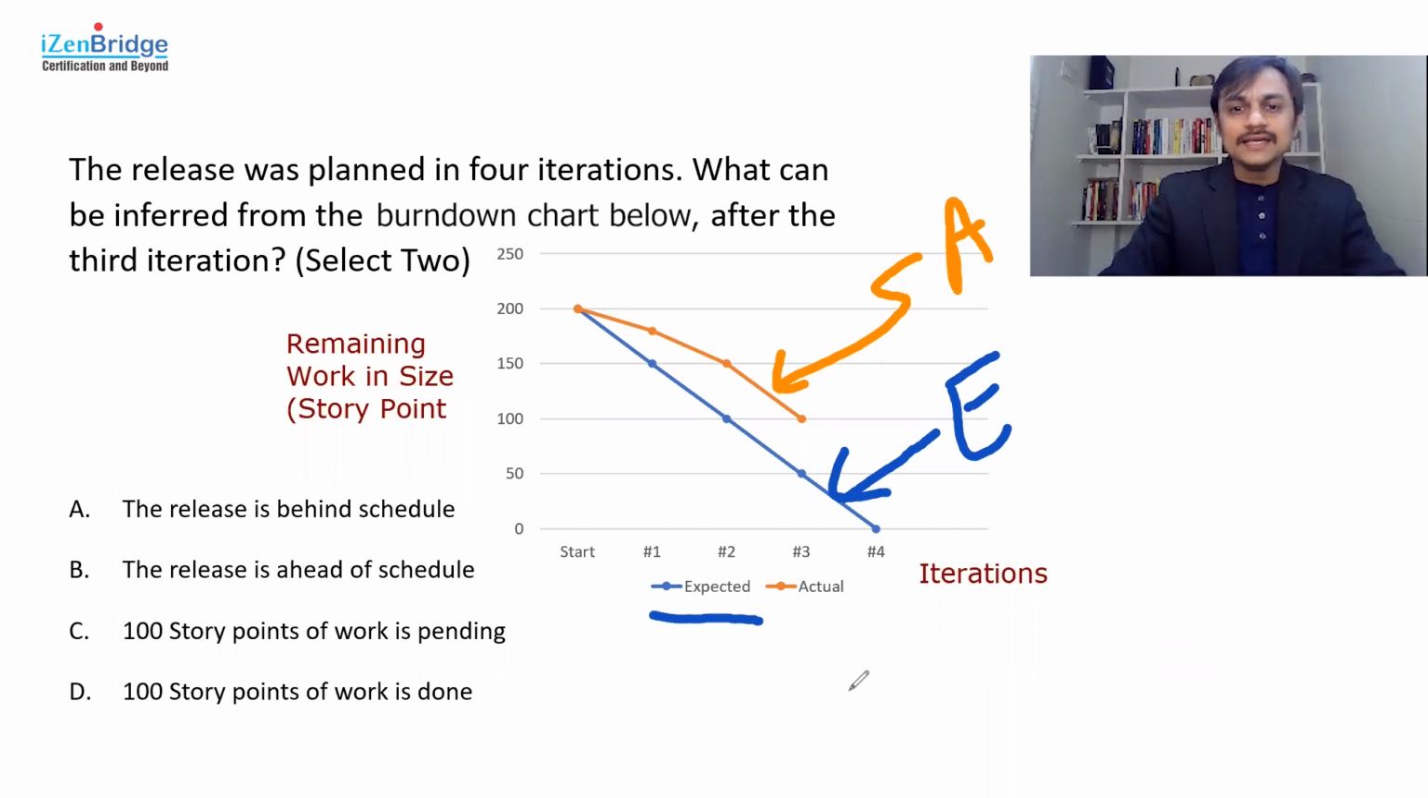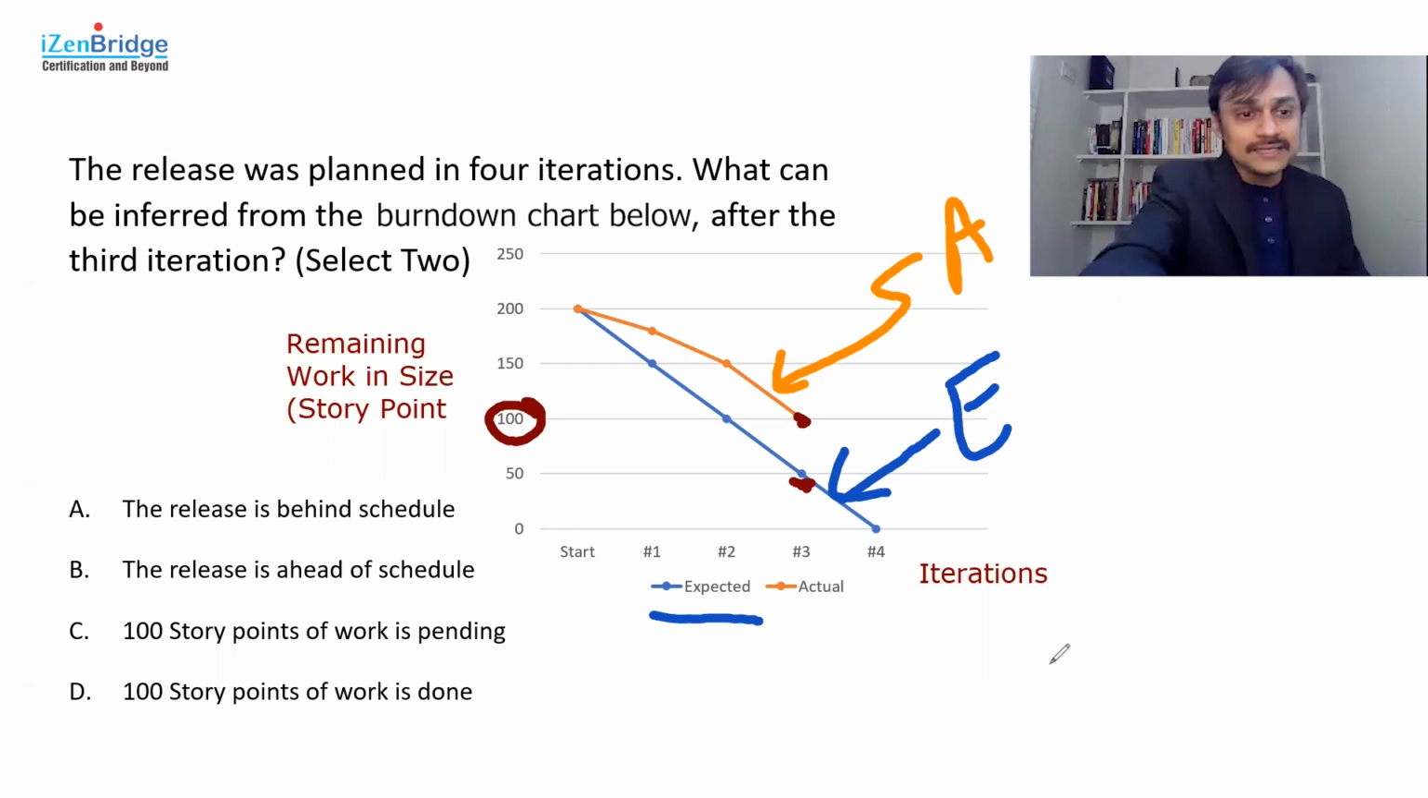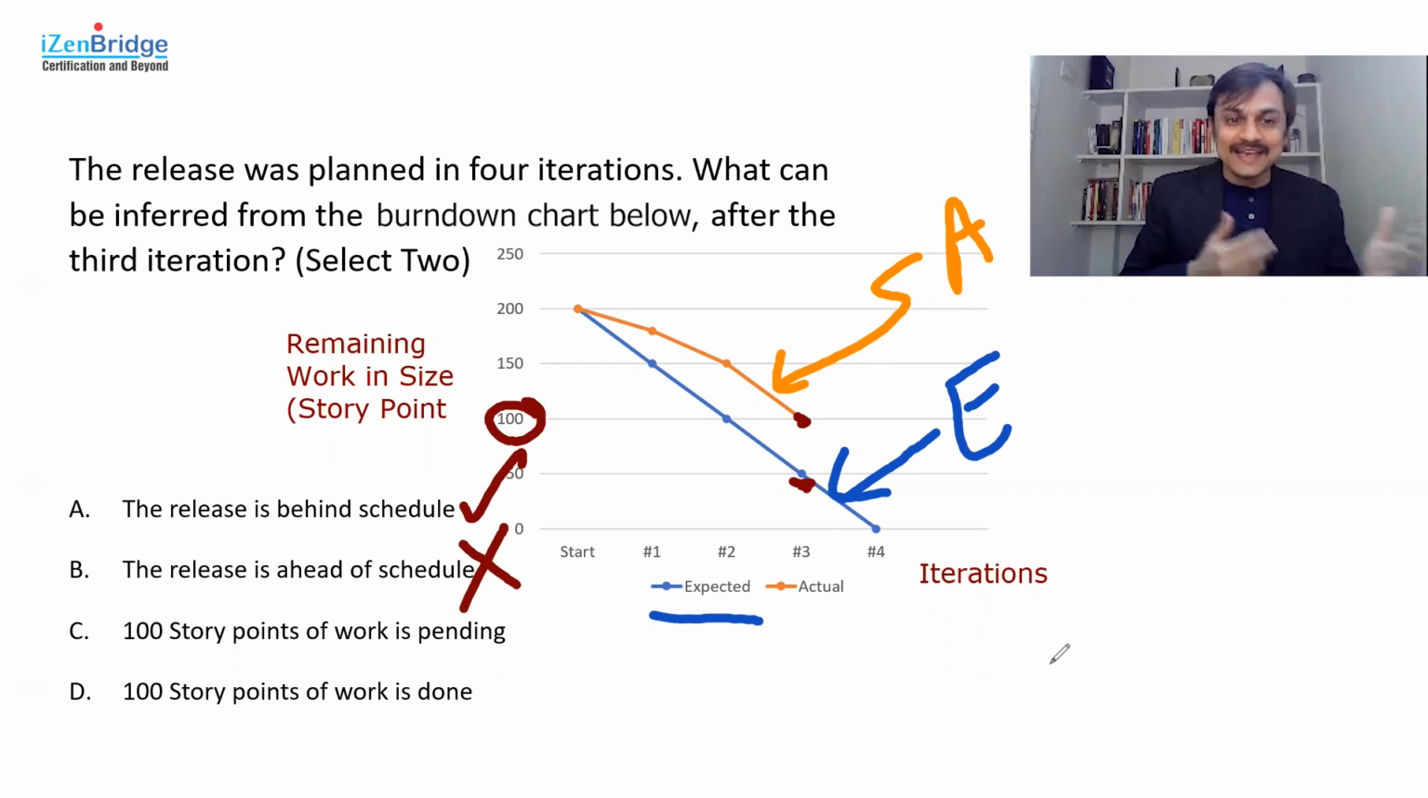Yeah, so that is pretty much clear. The release is behind schedule. Why? Because I have more remaining work left than expected. So whenever in a burn down chart your actual is above the trend line, above the expected line, it means you have a higher number than anticipated. And what is this number? It's the remaining work. So when you have more remaining work than anticipated, then you are behind schedule. So simply I can say this is perfect. And when I say this is right, the other one is definitely wrong. I can't be behind and ahead at the same time. Done. So this A and B is easy to figure out.